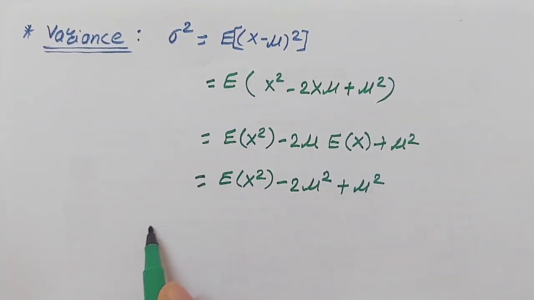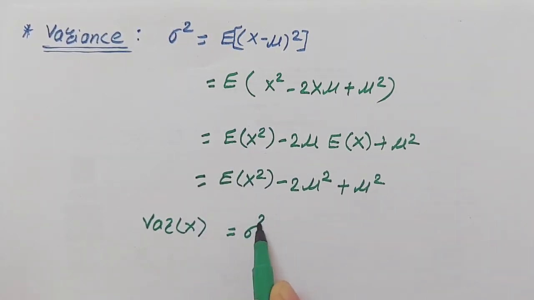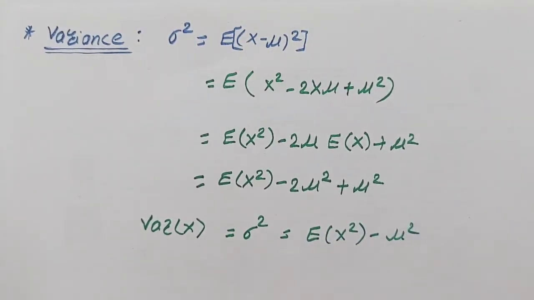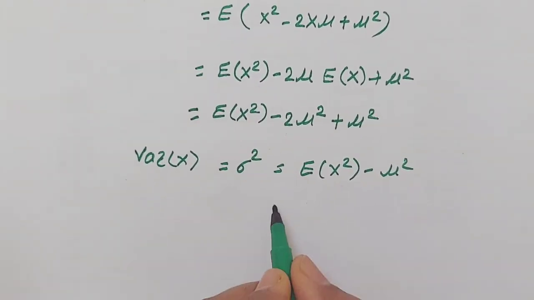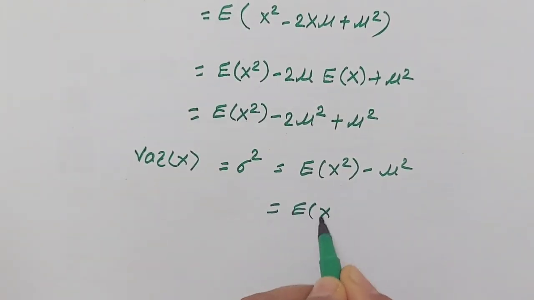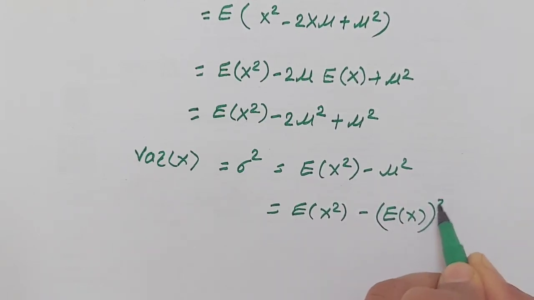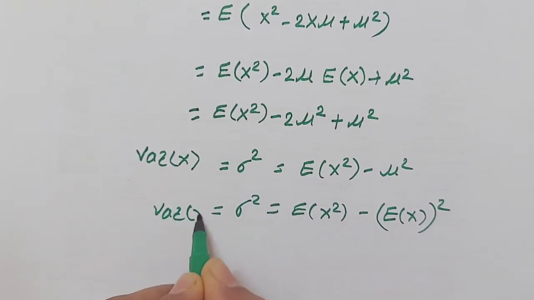So the final formula for variance of x, that is sigma square, is equal to expectation of x square minus mu square. If we write the value of mu in the form of expectation, then it is expectation of x square minus (expectation of x) whole square. In this way we can find the formula of variance of x.